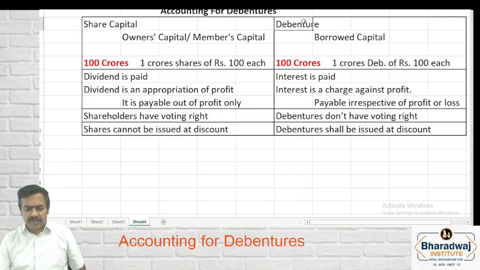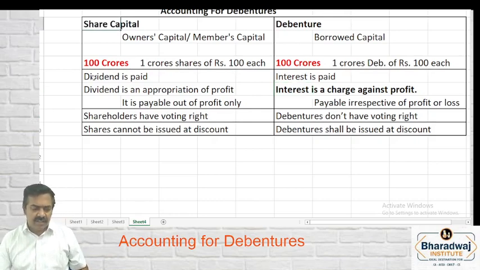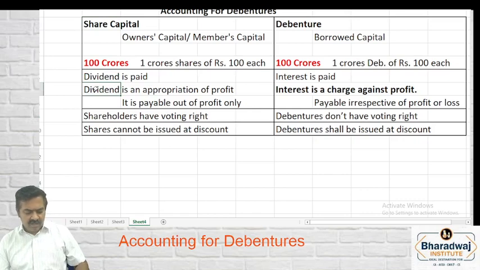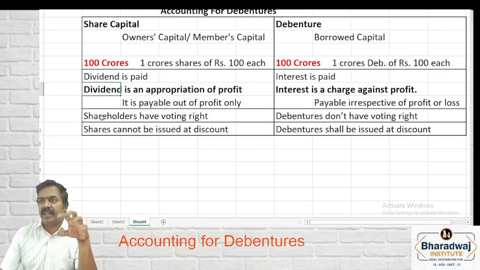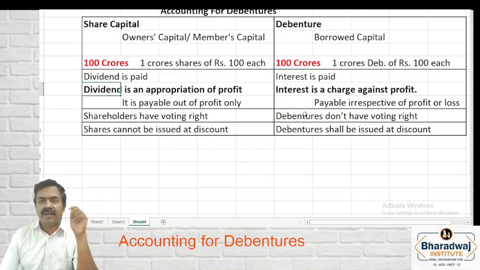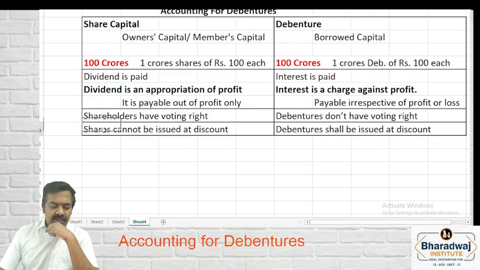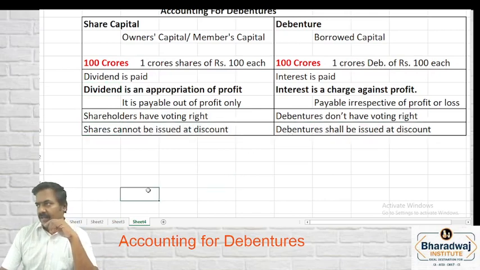So if you hold a debenture, you will get fixed interest, whether there is a profit or loss. If you are holding a share, the dividend is payable only when there is a profit. Shareholders have the voting right. They can become board of directors, attend the meetings and vote. But debenture holders do not have any voting right. Shares cannot be issued at a discount, but debentures can be issued at a discount.